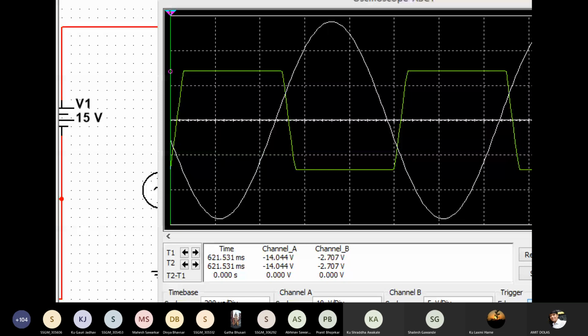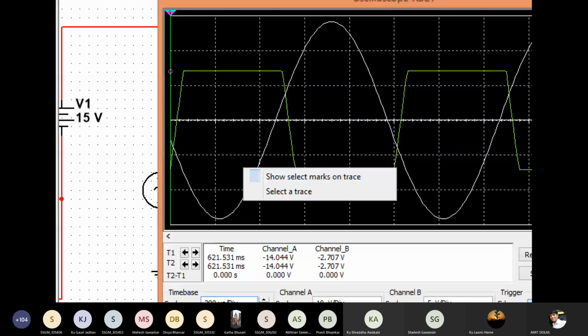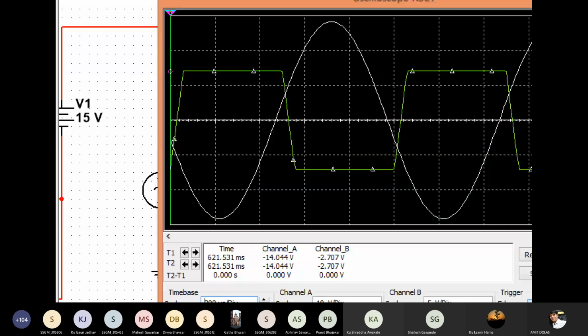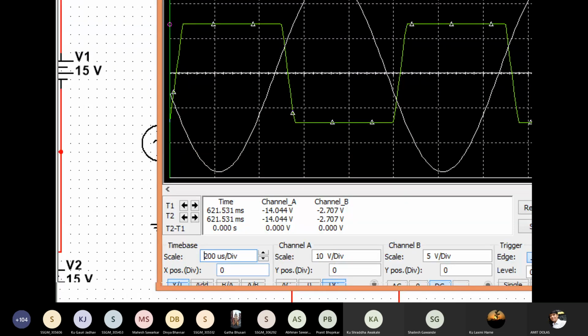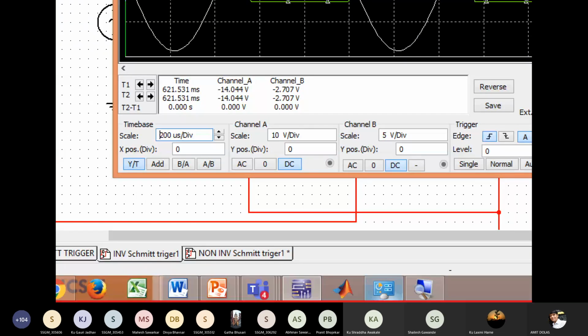So this is the output. This is the output you can see for the inverting Schmitt trigger. Let's see the non-inverting Schmitt trigger.